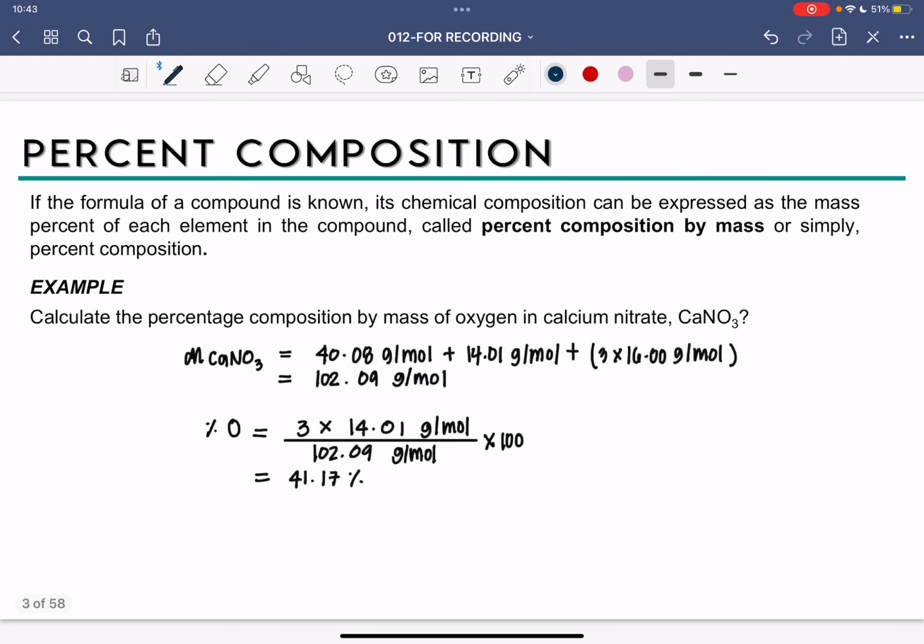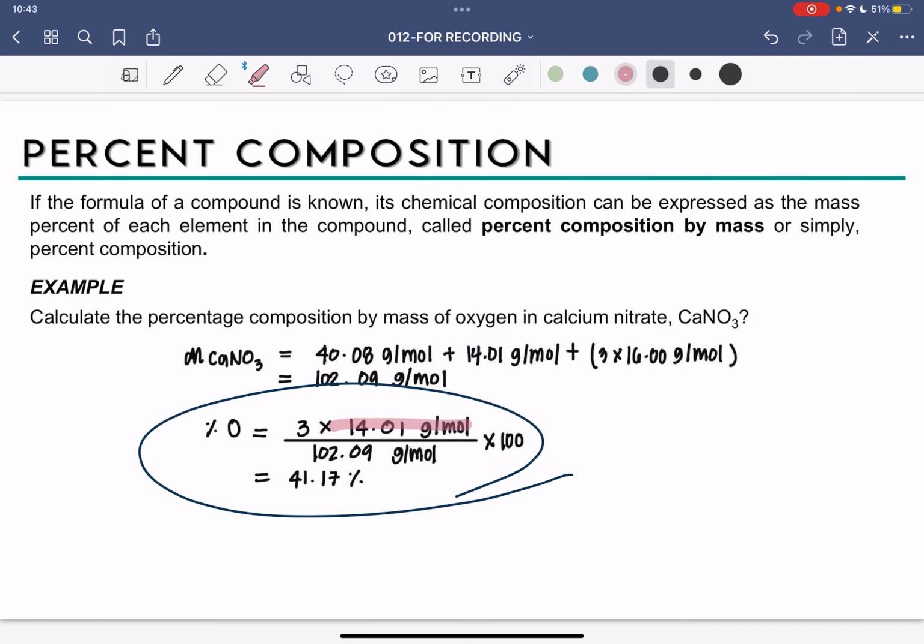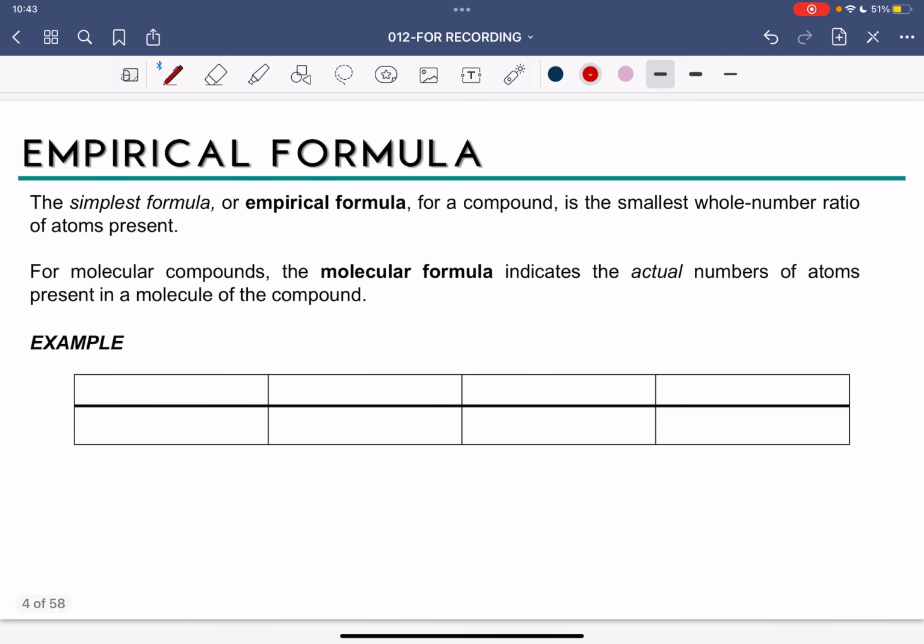In this solution na nakikita natin dito, we have a few errors. First, for this part right here, this is not the molar mass of oxygen. This is the molar mass of nitrogen. So dapat 16 na siya dere, diba? Kaya oxygen man ang ginapangita. There it is. Okay. So let's proceed with empirical formula.